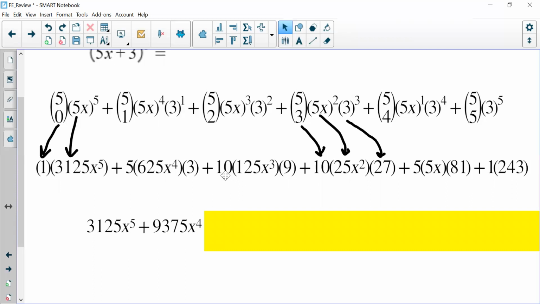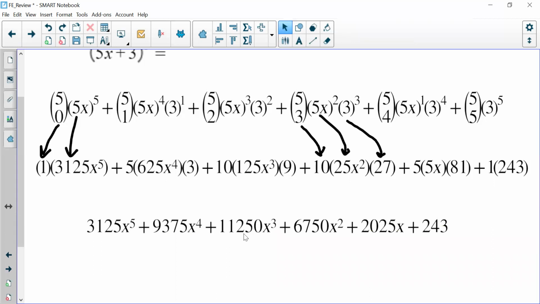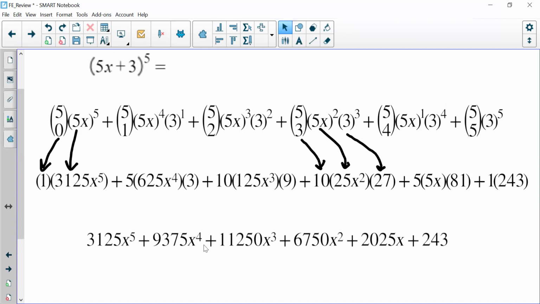The next term, 10 times 125 times 9, is this big monster. And then 10 times 25 times 27 is this. Notice the variables, 10 times 25 times x squared times 27 gets you here. And this is our final answer. So this is the expansion of 5x plus 3 to the 5th. And there are 6 terms there.